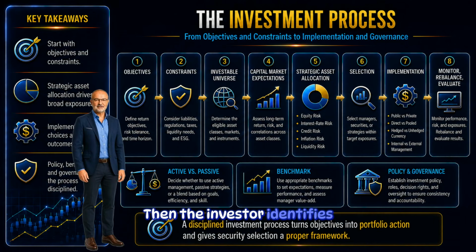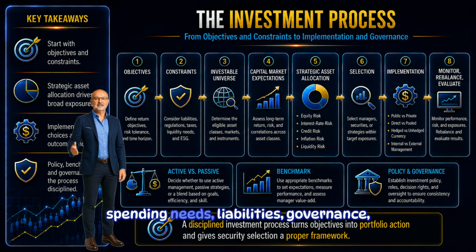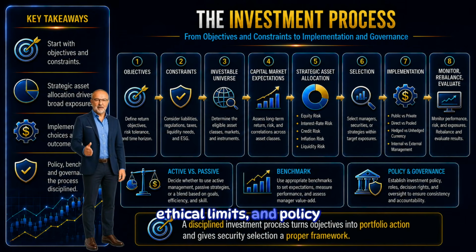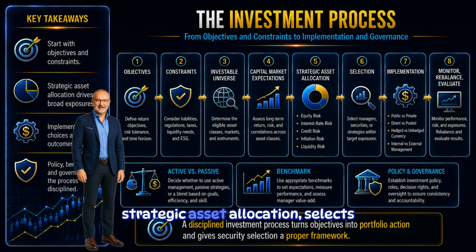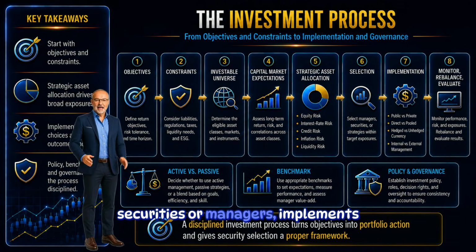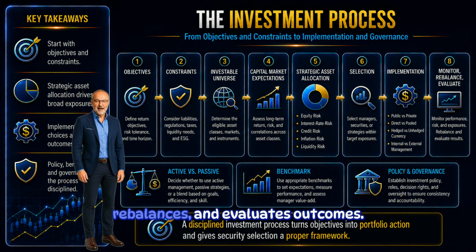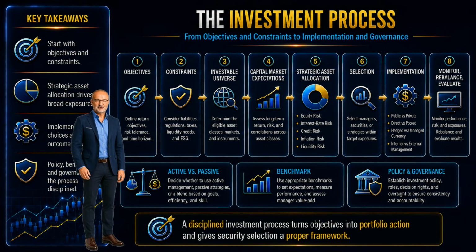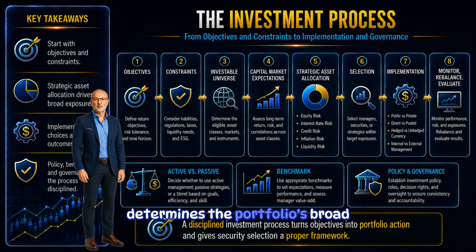Then the investor identifies constraints. These may include liquidity needs, taxes, legal restrictions, spending needs, liabilities, governance, ethical limits, and policy requirements. Next, the investor defines the investable universe, develops capital market expectations, sets strategic asset allocation, selects securities or managers, implements trades, and then monitors, rebalances, and evaluates outcomes. Strategic asset allocation is especially important because it determines the portfolio's broad exposure to equity risk, interest rate risk, credit risk, inflation risk, liquidity risk, and other systematic drivers.